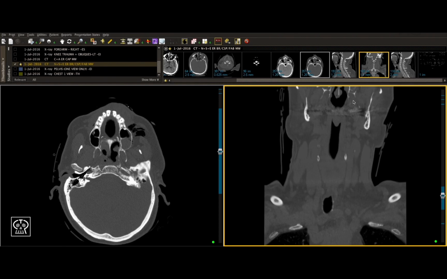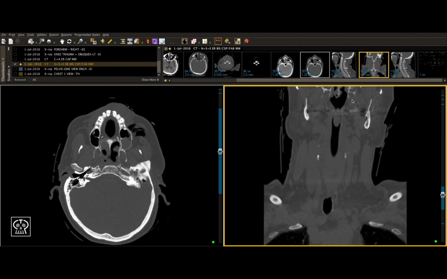When it comes to the medial pterygoid plate, once again, there is this area that seems to have a break in the cortex, although it is non-displaced. This is a very difficult call. However, I would lean towards saying there is a mild non-displaced fracture of the medial pterygoid plate.